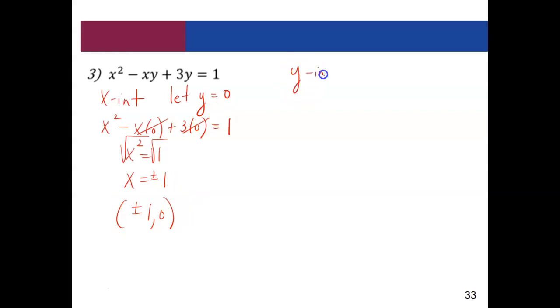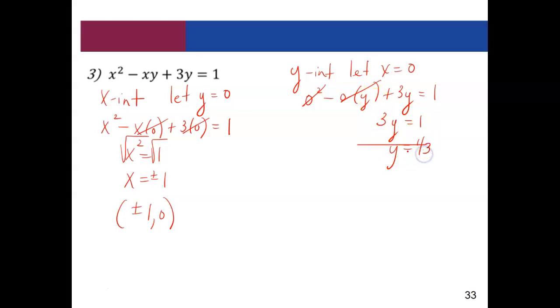Okay, for the y-intercept, we're going to let x equal 0. So I'm going to have 0 squared minus 0 times y plus 3y equals 1. So this term and this term are gone. We'll get 3y equals 1. So y is going to be 1/3. So my coordinates then are going to be 0 and 1/3. So I have 2 x-intercepts and only 1 y-intercept.